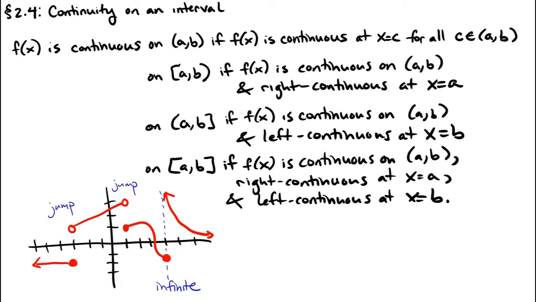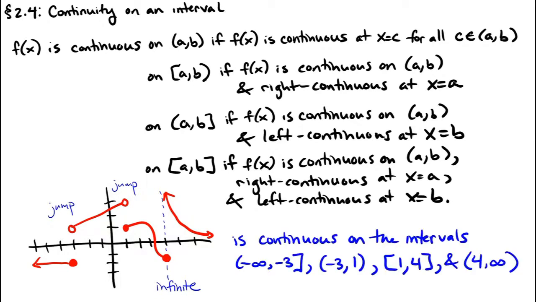So we know that intervals of continuity are going to go between these discontinuities, and we just have to be careful about the endpoints. You should get these intervals. The function's continuous from -infinity up to and including -3, because the function is left continuous at -3. Then we have the open interval from -3 to 1, the closed interval from 1 to 4, because we have right continuity at 1 and left continuity at 4, and then finally the open interval from 4 to infinity.